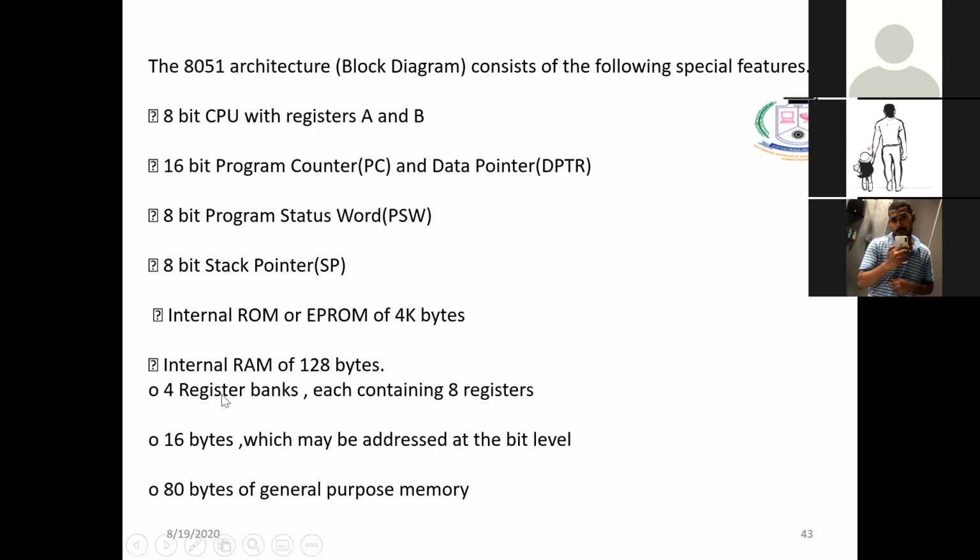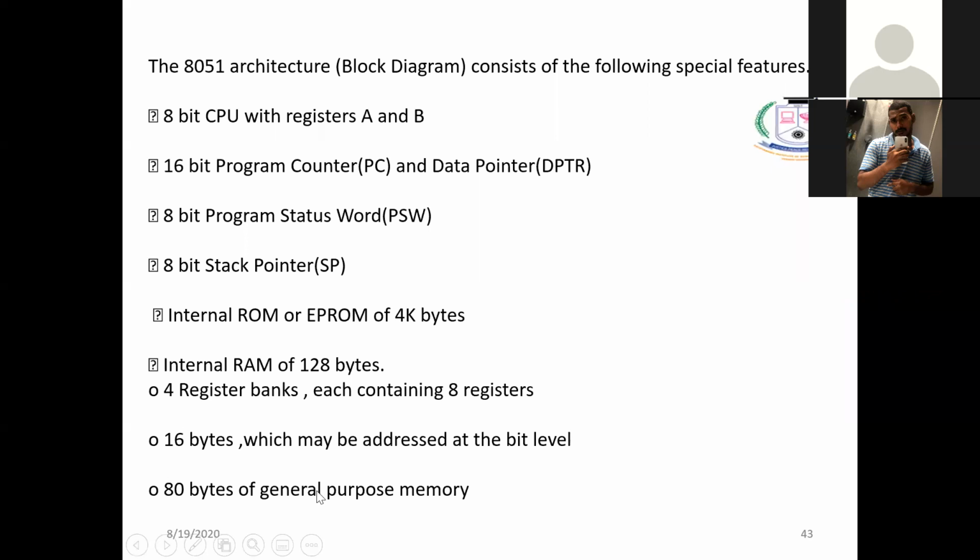Now in the internal RAM, I told you register banks will be there. There are 4 register banks. Each bank contains how many registers? 8 registers. So 4 into 8, how many registers are there? 32 registers in the register banks. So totally how many bytes did they allocate? 128 bytes: 32 for bank registers, 80 for general purpose memory and 16 for bit addressable registers. So 80 plus 16 is 96, and 96 plus 32 is 128 bytes. Totally these 128 bytes are allocated for the registers as well as memory access.